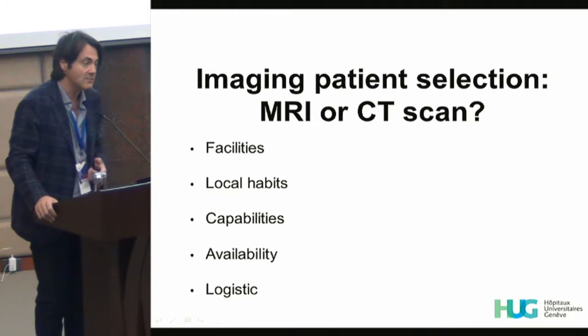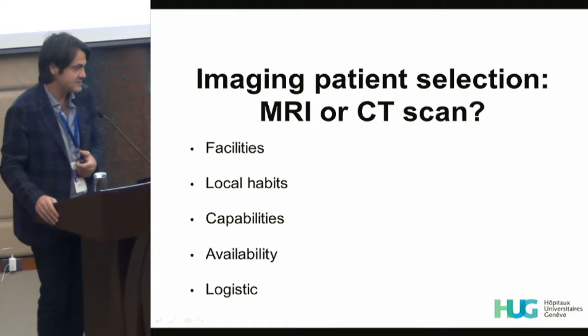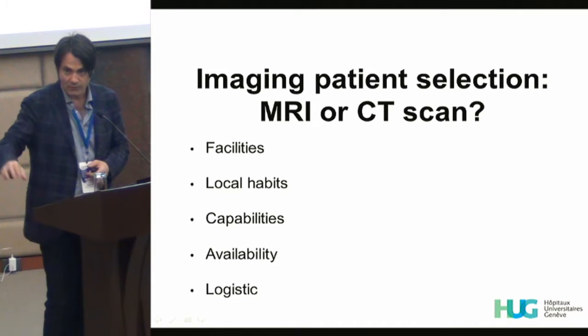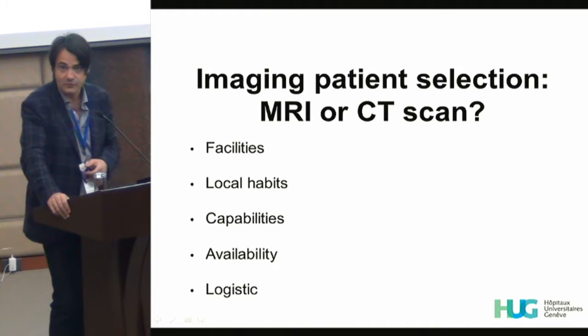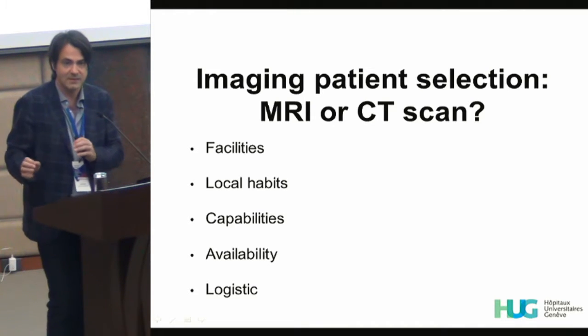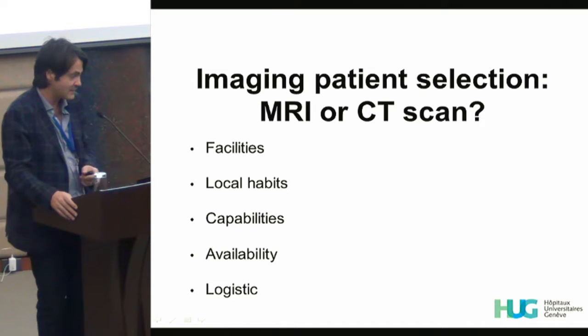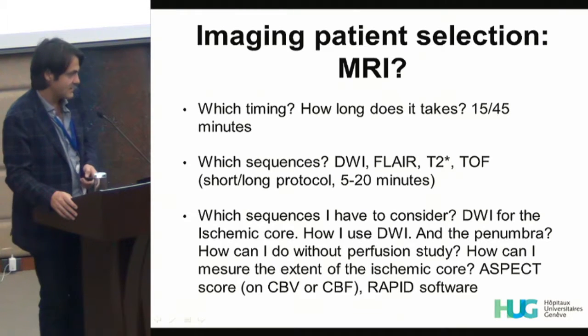For sure, MR maybe is more precise for specific subgroups of patients, especially for wake-up stroke or for posterior fossa stroke, but they are just a little percentage of the stroke patients that we treat. Then a CT scan could be very effective.